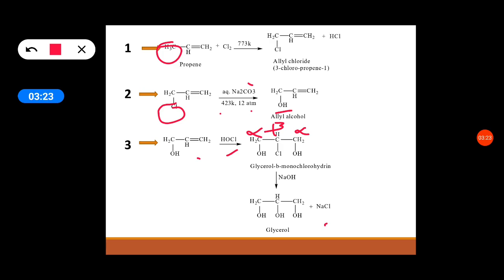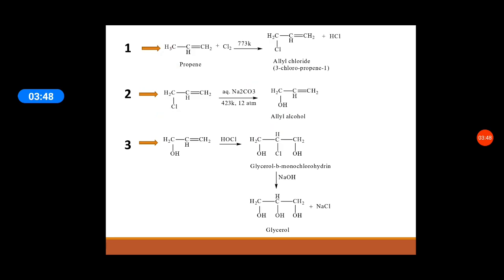So propene, when treated with chlorine at high temperature, gives allyl chloride. Allyl chloride, on treating with aqueous sodium carbonate at high temperature and pressure, gives allyl alcohol. Allyl alcohol, on treating with hypochlorous acid, gives glycerol beta monochlorohydrin. That, on treating with NaOH, gives glycerol.